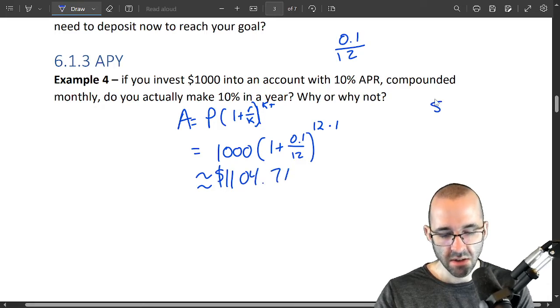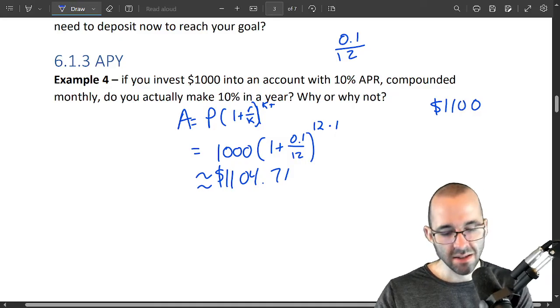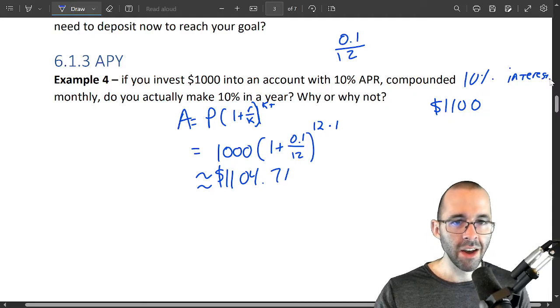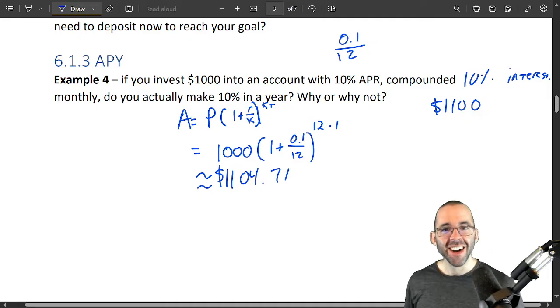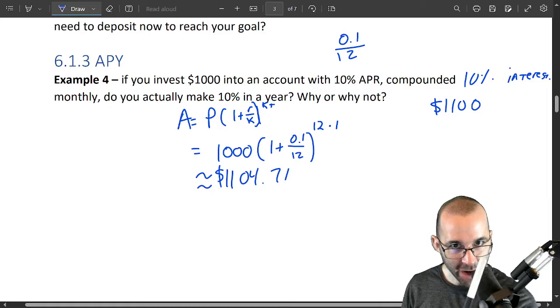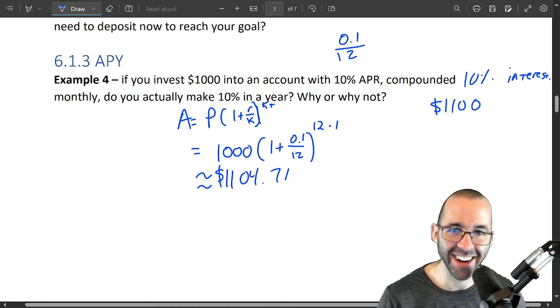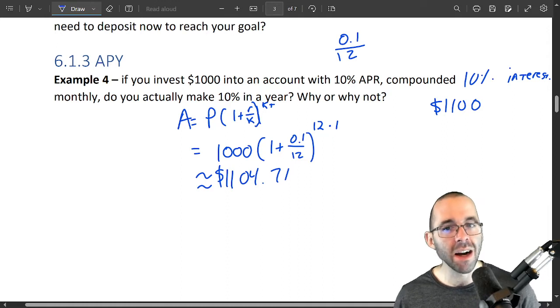10% interest would be this. If it were simple interest, that would be exactly 10%. We made more than 10%. Whoa, we made an extra $4.71. That's half as much as we made when we loaned our friend $300. All right, so we actually made some bonus money. And that's what APY is all about.